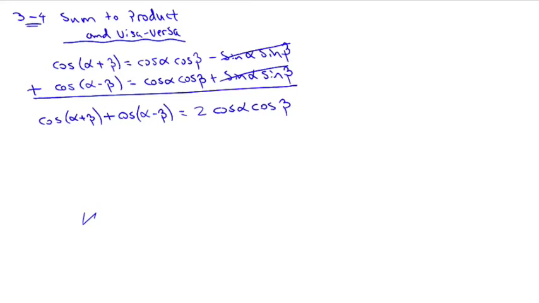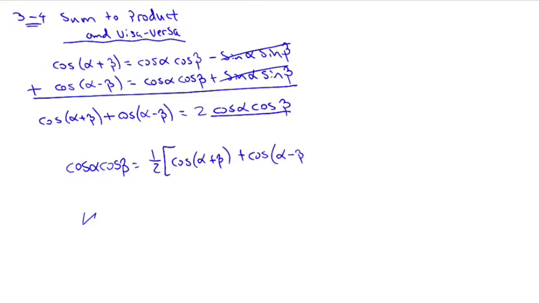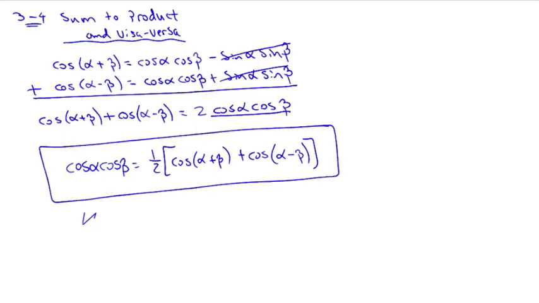And then we just need to simplify. The idea here is to change a product, cosine alpha times cosine beta, into a sum. So if we rewrite this, divide both sides by 2, you get 1/2 of cosine of alpha plus beta plus cosine of alpha minus beta. And it becomes known as a product to sum.